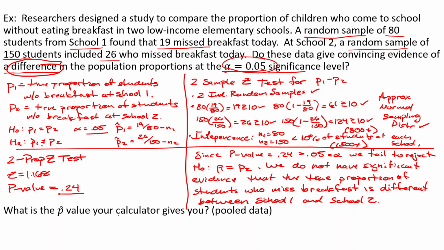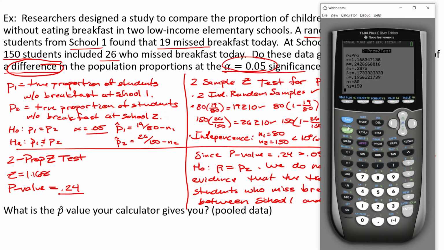What is the p-hat value your calculator gives you? Pooled data. So what is that? There's another thing on here. It is the bottom p-hat. So they gave us p-hat 1, which was the 19 out of 80. They gave us p-hat 2, which is the 26 out of 150. Those are these two things. This last one is what we called pooled data. So if we put it all together, that's what we get.